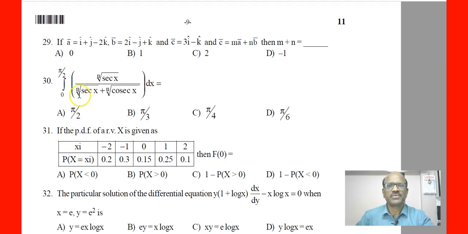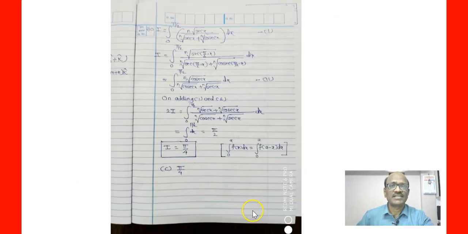Integral 0 to pi by 2 of nth root of sec x upon nth root of sec x plus nth root of cosec x into dx. Now again here we will apply the properties of the definite integral. I is equal to integral 0 to pi by 2 nth root of sec x upon nth root of sec x plus nth root of cosec x dx. Now what is the property here? Integral 0 to a of f of x dx is equal to integral 0 to a of f of a minus x dx.